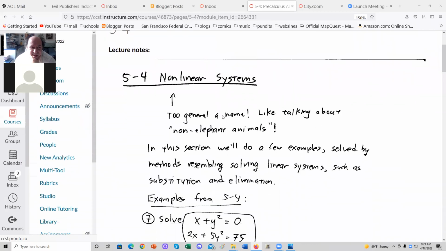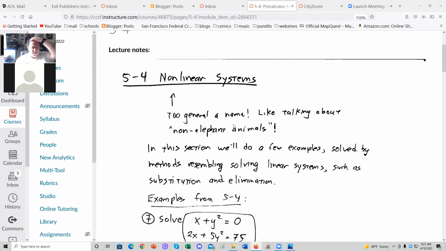All right, this is a poorly named one. Non-linear system. Way too general a name. It's like talking about non-elephant animals. Linear systems are very specific. These are much more general. So it really could be all over the place.